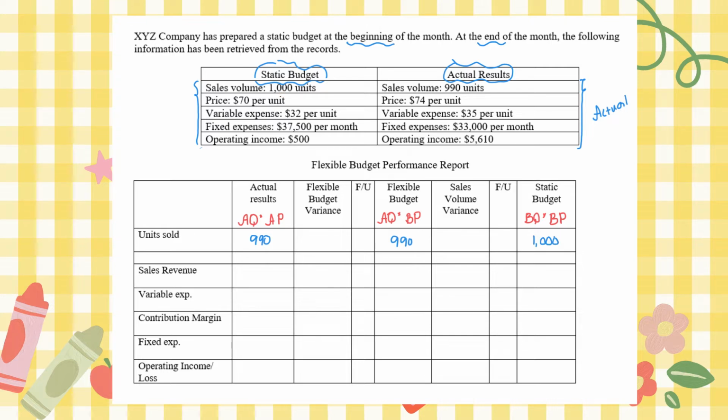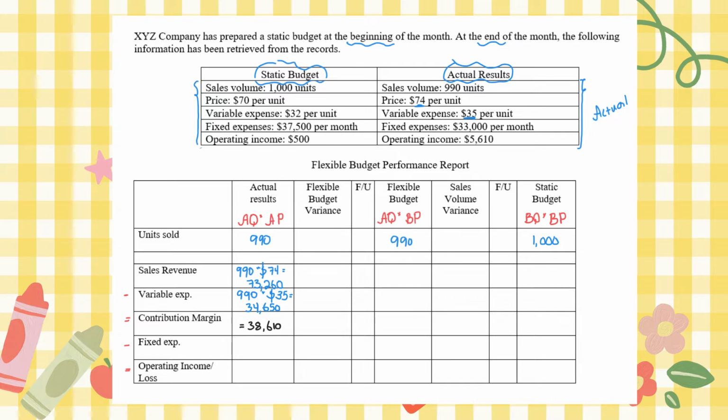So now for the sales revenue, I need to multiply actual quantity, which is 990, by the actual price, which is 74. Now for the variable expenses, I need to multiply 990, which is actual quantity, by the actual variable expense per unit, which is 35. Now sales less variable cost equals contribution margin. So 73,260 less 34,650 equals 38,610.